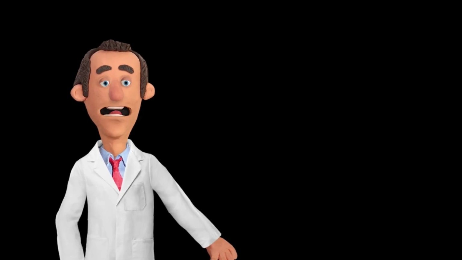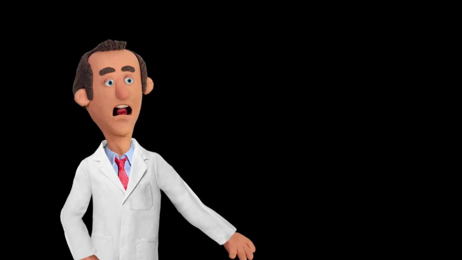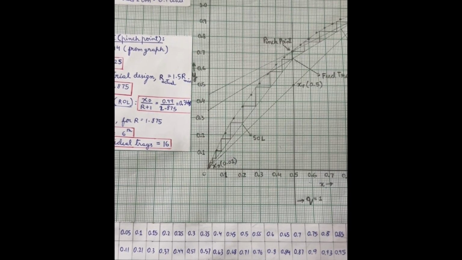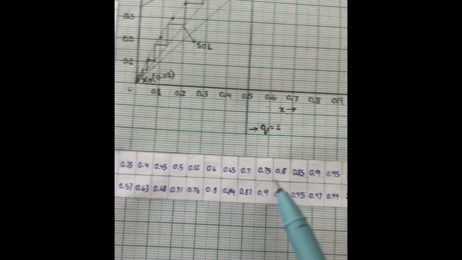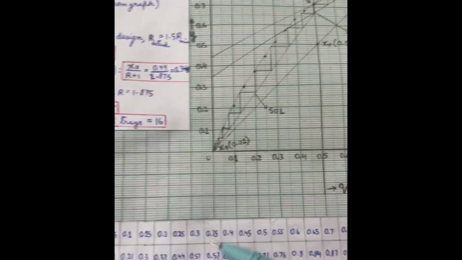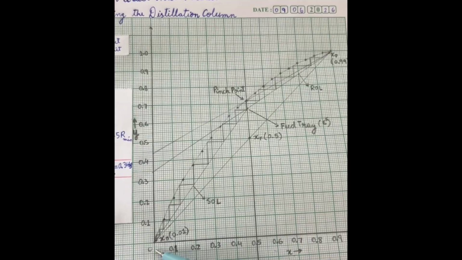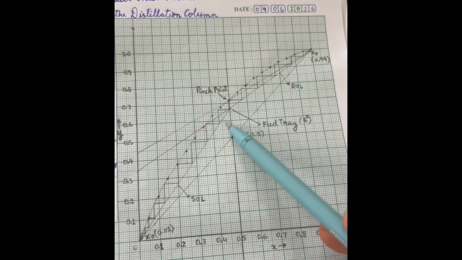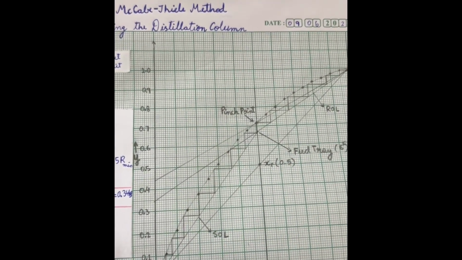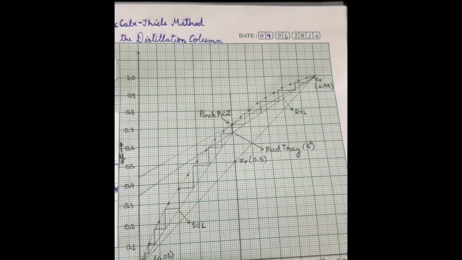So I sourced the VLE data for benzene-toluene from commonly used chemical engineering design and distillation analysis references. And based on that data, I have plotted the graph. So this is the VLE data I was talking about, where x is the mole fraction of benzene in liquid and y is the mole fraction of benzene in vapor. And we plot this on the graph and we get the equilibrium curve, and we join (0, 0) and (1, 1). And this is the diagonal.